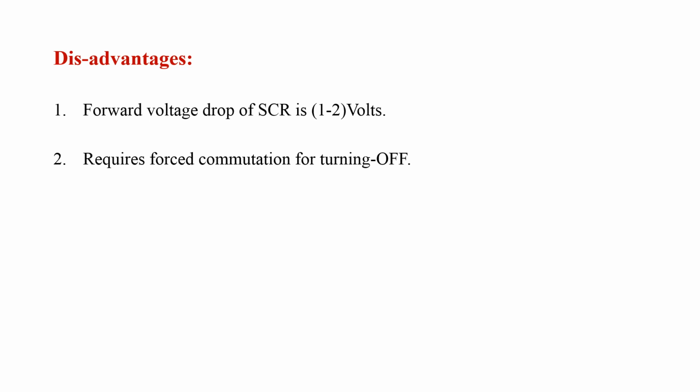Coming to the disadvantages of SCR, even though SCR has many advantages, it has some disadvantages. The first one is the forward voltage drop across the SCR, which is 1 to 2 volts; when SCR is in the conducting state, the voltage drop across it is 1 to 2 volts. If we consider a diode, the forward voltage drop across the diode is 0.3 to 1 volt. So this is one of the disadvantages of SCR.